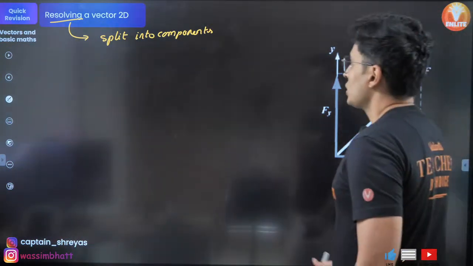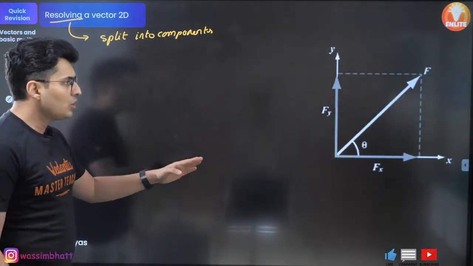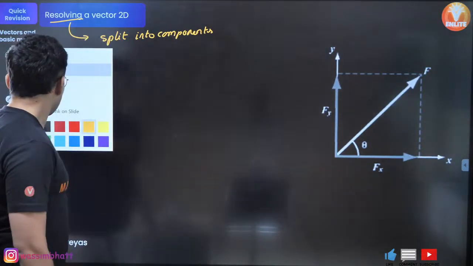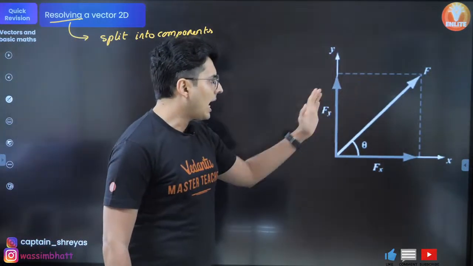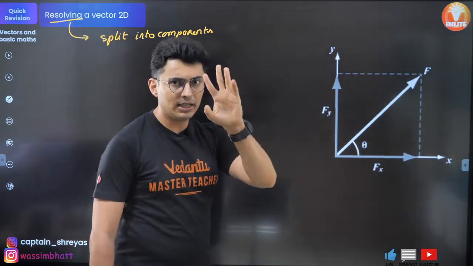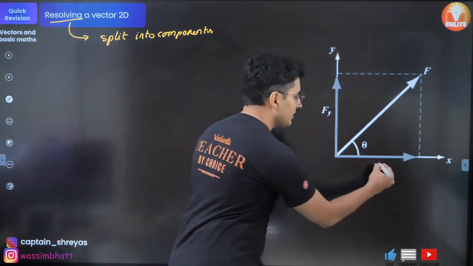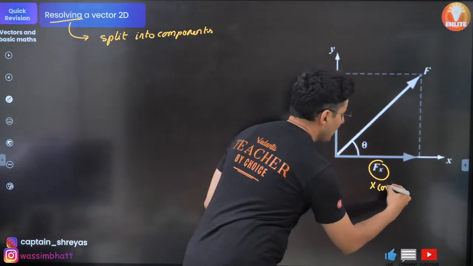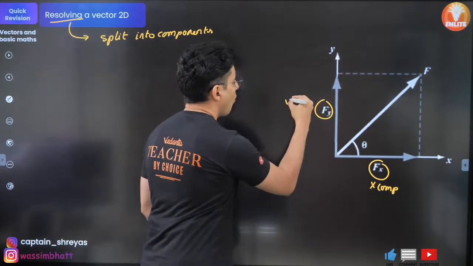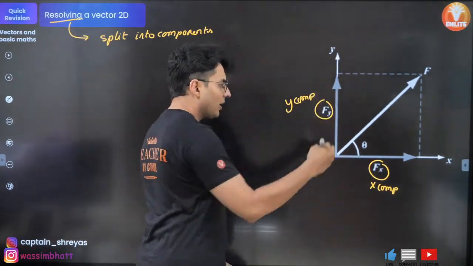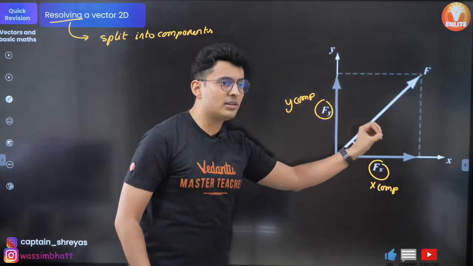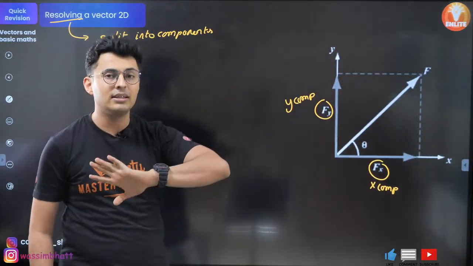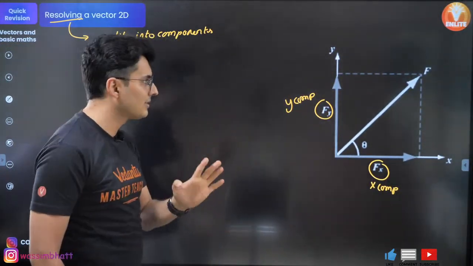Remember, whenever you see a vector and there are 2 axes, you are splitting it into 2 components. This is your x component, this is your y component. A lot of people learn by heart that the x component is cos theta and the y component is sin theta. That is wrong. That is not how it is.